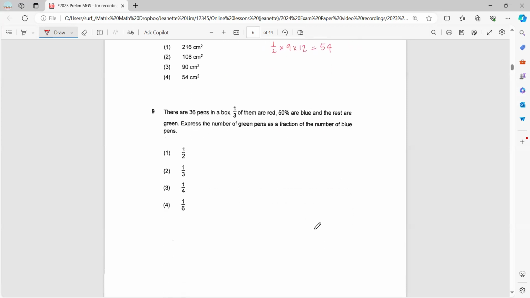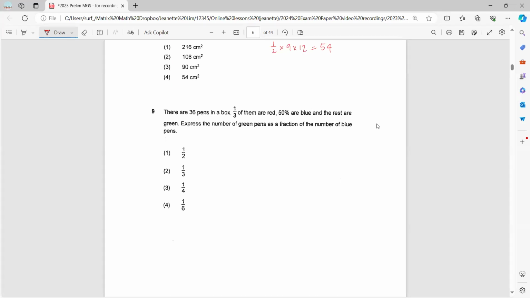Question 9. There are 36 pens in a box. 1/3 of them are red, 50% are blue, and the rest are green. Express the number of green as a fraction of the number of blue. So the fraction should have green over blue, so blue is below.